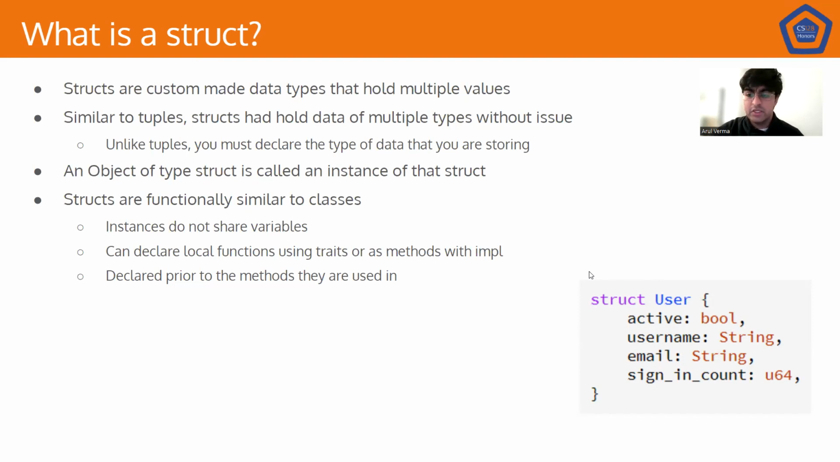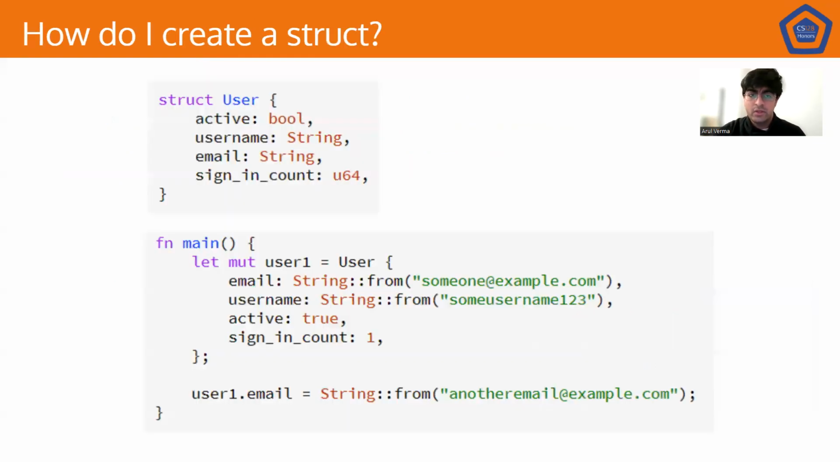So we can have a specific user of the struct User. They're very similar to classes in the way they behave and the way they work. They don't share variables across instances. You can declare local functions with traits, which we're not going to cover in this lecture, or with methods like impl, which we will. And you can declare them prior to the methods they're used in, much like everything in Rust.